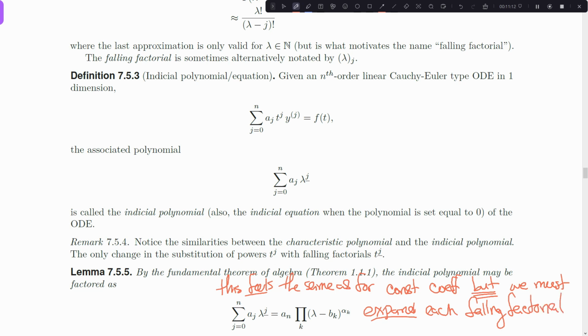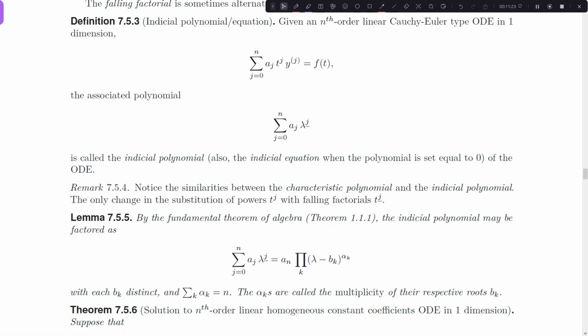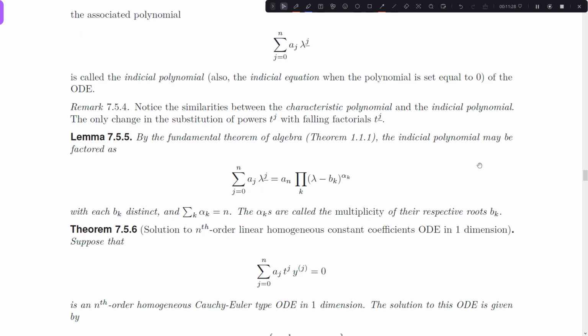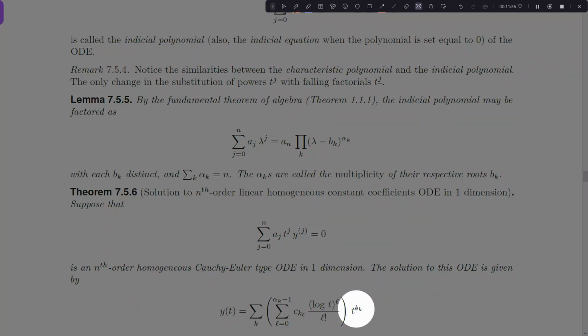So we just have to be aware that the falling factorial is a thing, and we have to expand each of them before we decide to factor our polynomial. Okay, so then the solution comes right from there. The solution will be precisely, instead of exponentials, we have powers of t, and instead of t's, we have logarithms.